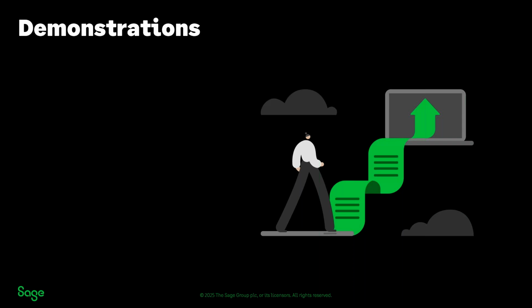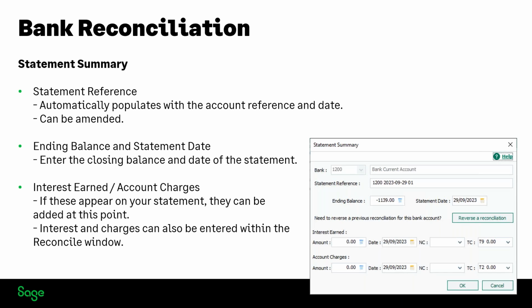Right, so what we're going to do is get stuck into some demonstrations so you can see the reconciliation process. The screen will work through the various options as well. Before we do that, I just want to quickly mention the statement summary. When we first access the reconciliation window, the statement summary window is going to pop up, which is the screenshot that we have on the right there.